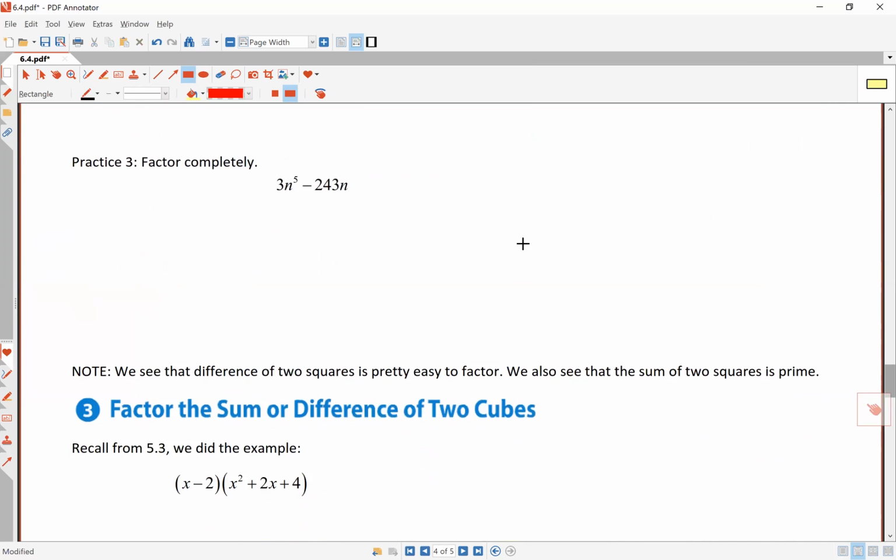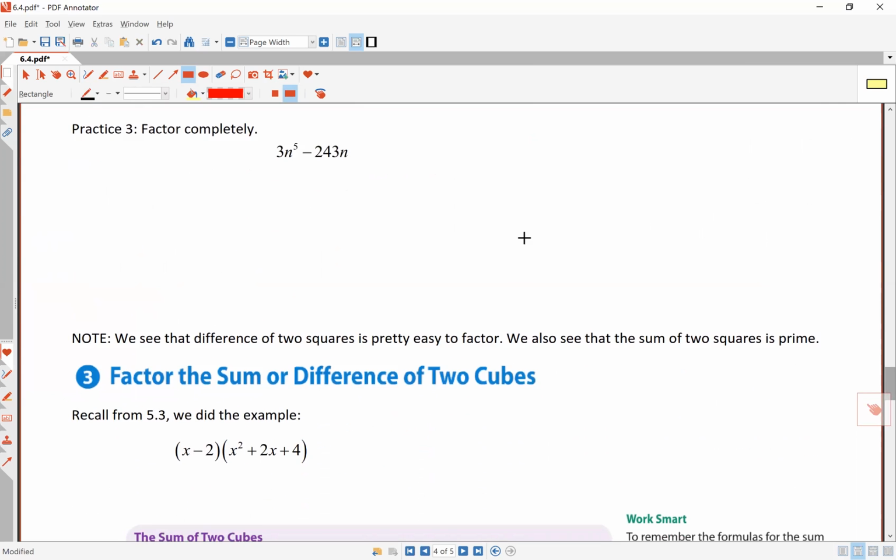This leads me to your practice problem. When you look at the two terms, 3n to the 5th, 243n, you don't see a perfect square anywhere. So make sure before you get started on this one, make sure to factor out the GCF, which is 3n. As soon as you factor that out, you will see the difference of two squares. I encourage you to press pause on your video and continue working on this problem, and come back and press play when you want to see the solution worked out.